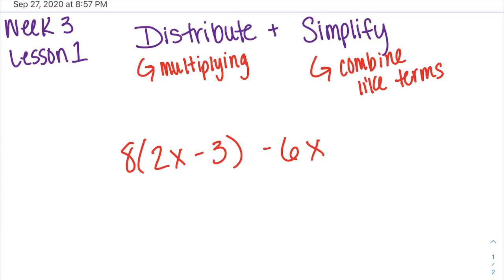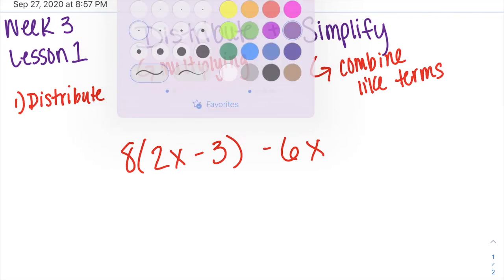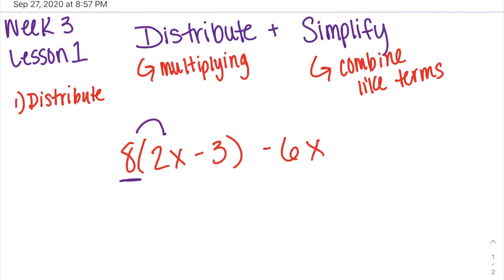So you'll notice that there is an extra step to this. There's that minus 6x at the end. And we're going to be thinking about that after we distribute our 8, when we get to our combine like terms stage. So first, we're going to distribute. To distribute, we're taking the number that's on the outside of the parentheses, and we're multiplying everything that is inside the parentheses by that number. So first, I'm doing 8 times 2x.